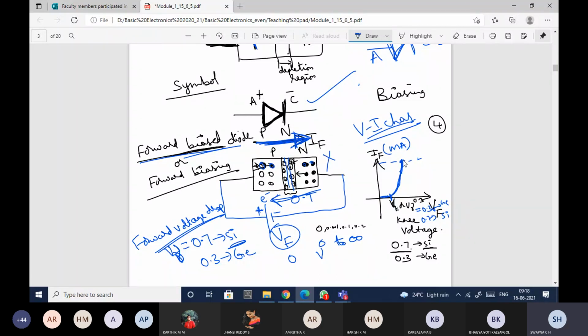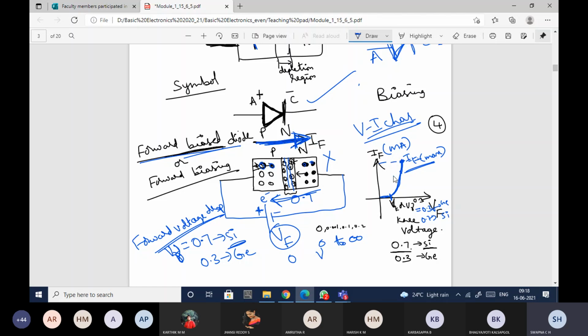Okay, so you should never exceed this IF maximum. This is the limit which will be specified by the manufacturer. And this depends on the type of the material used and the amount of doping that we are doing. So it will depend on all these parameters.